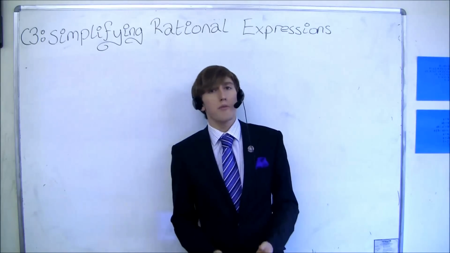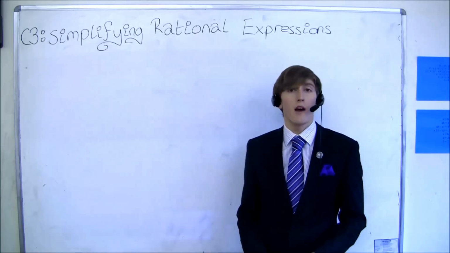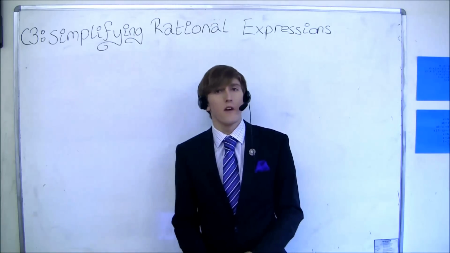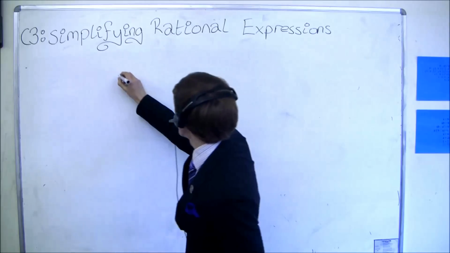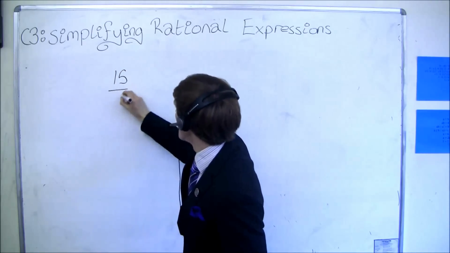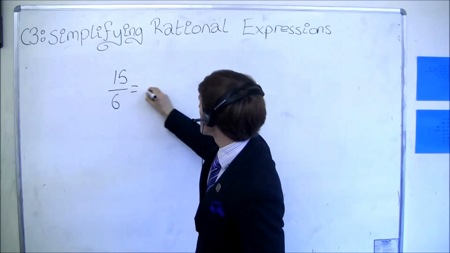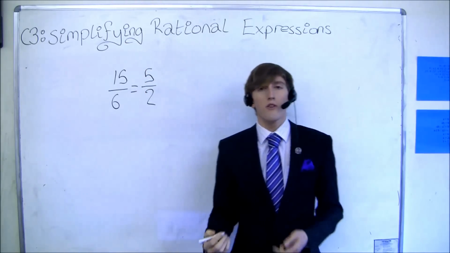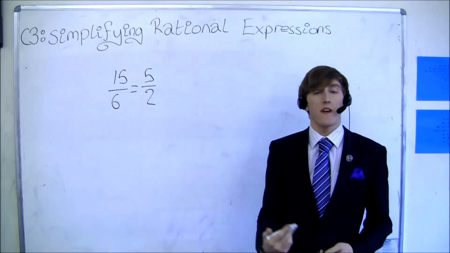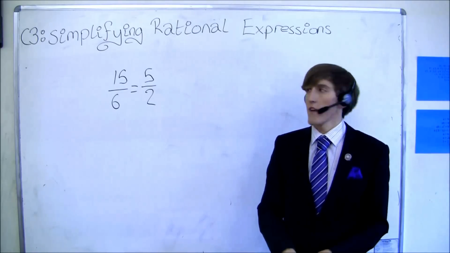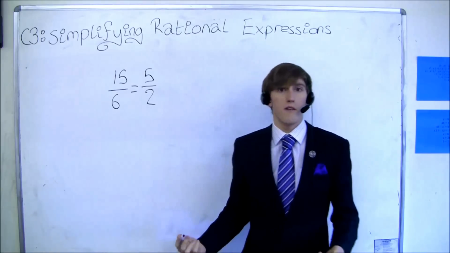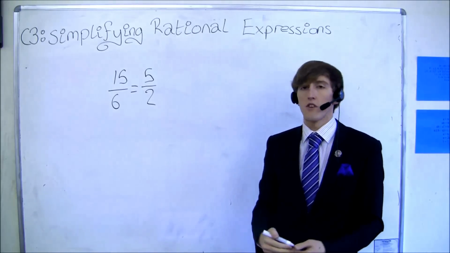The first thing we need to be able to do in C3 is to simplify rational expressions. That is to say, be able to deal with fractions. So we're all happy if we have something like 15 over 6, then this is equal to 5 over 2. And we know this because as long as we divide the top and the bottom by the same number, then our fraction stays the same. To get from 15 to 5 we divide it by 3, from 6 to 2 we divide it by 3. Therefore the two fractions are the same.